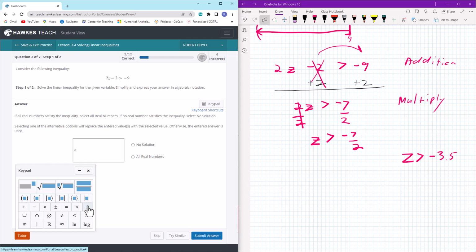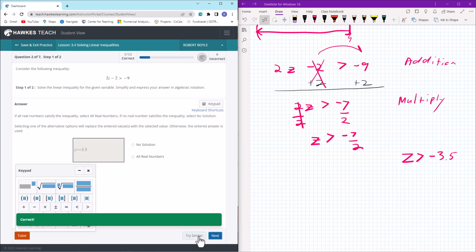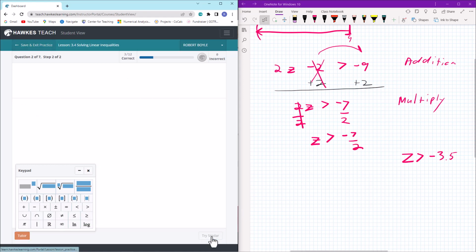I'm going to go ahead and use this one. Okay, and then I'm going to do negative 3.5. Let's see if it likes that. And actually it does. Okay, also -7/2 would work just fine as well. Okay, so we can go to next.